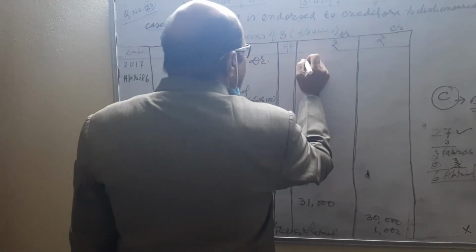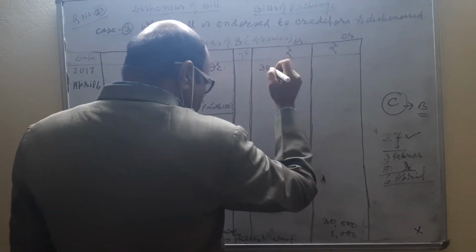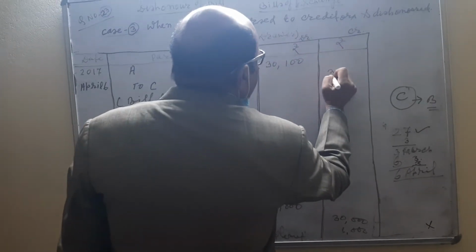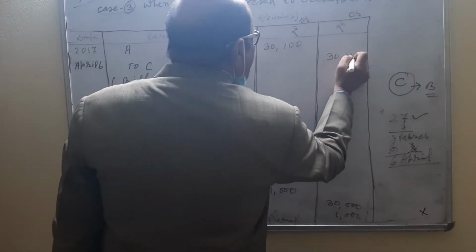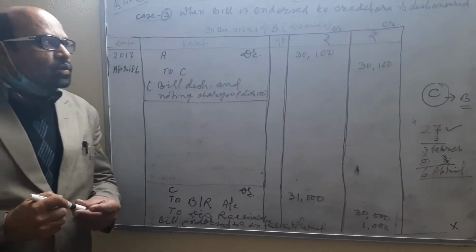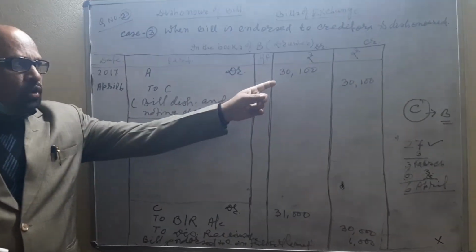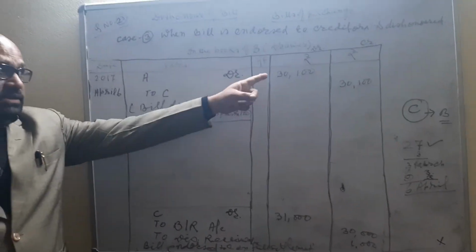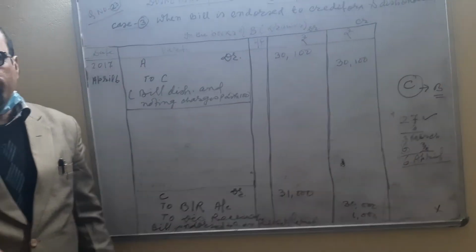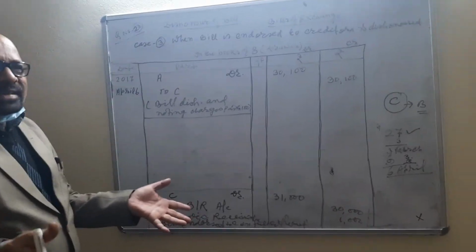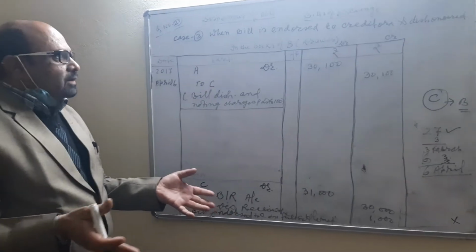You write here 30,100. Right, students? 30,100. The amount of the bill is 30,000 and the noting charges is how much? Noting charges is how much? 100.